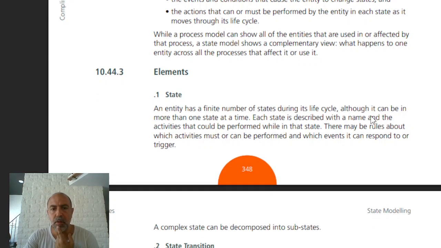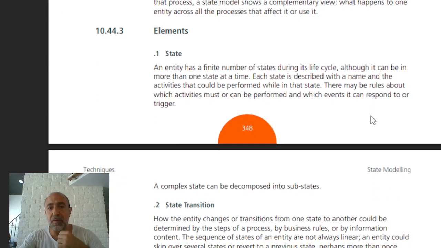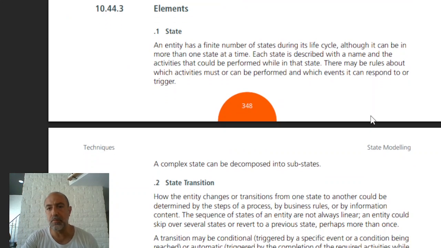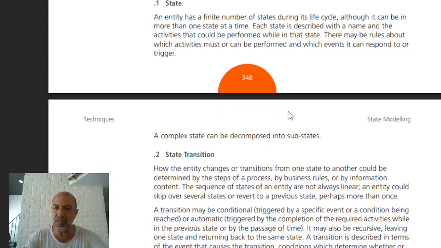States. An entity has a finite number of states during its life cycle. It can't be in more than one state at a time, but it's one of those. Each state is described with a name and activities that could be performed while in a state. Depending on the size of the entity, I guess. There may be rules about which activities must be performed.